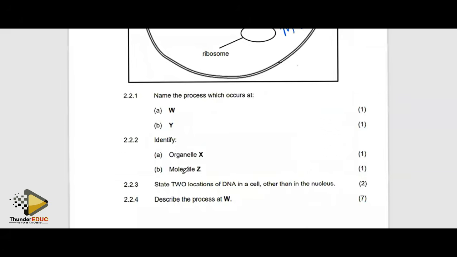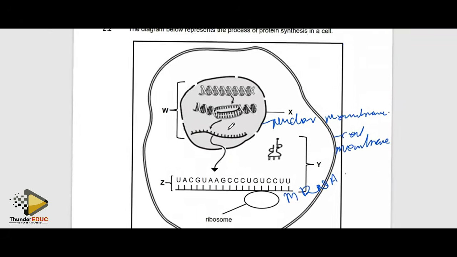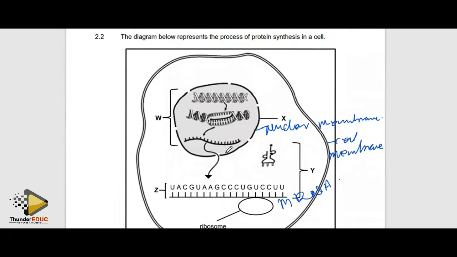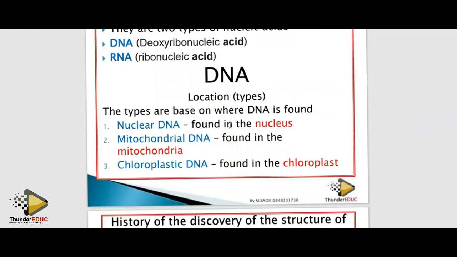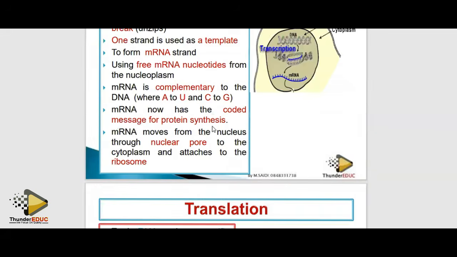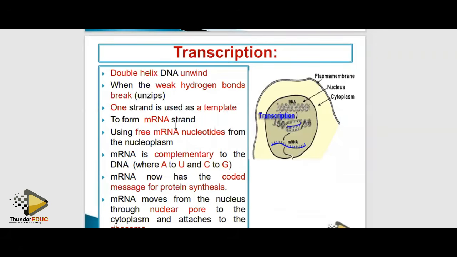Then another question they're asking, describe the process W. What is process W? They're looking for transcription. How do we explain transcription from our book? Transcription is being explained nicely. DNA double helix unwinds. So basically, we give you a tick here. DNA double helix, in most cases, we give you a tick. Yeah, DNA double helix unwinds. So when you say unwind, we give you a tick here.